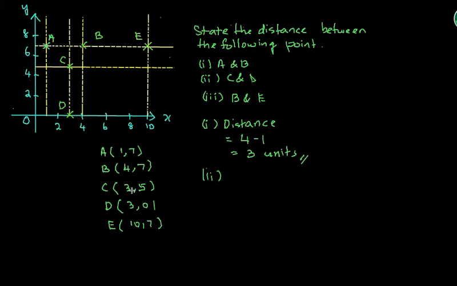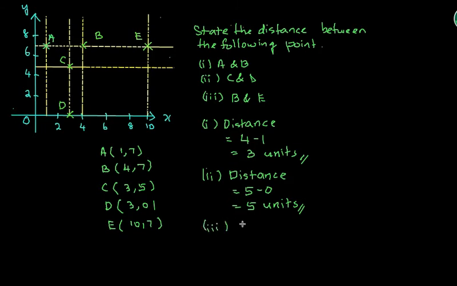Now we want to find the distance between C and D. (3, 5) and (3, 0). Same thing. The first thing you have to see is whether they have the same x coordinate or y coordinate. In this case, they have the same x coordinate. So if you want to find the distance between point C and D, you just find the difference between their y coordinates. 5 minus 0, you get 5. 5 units.